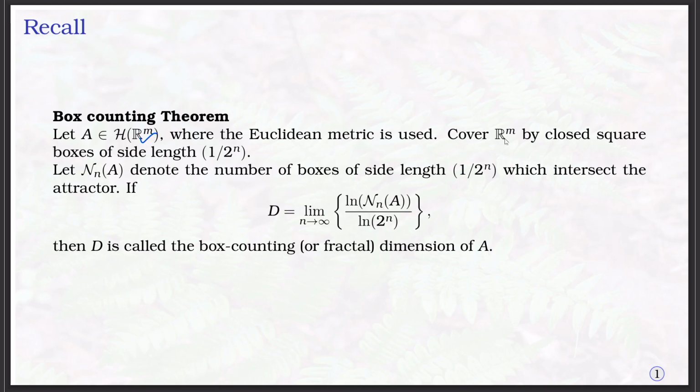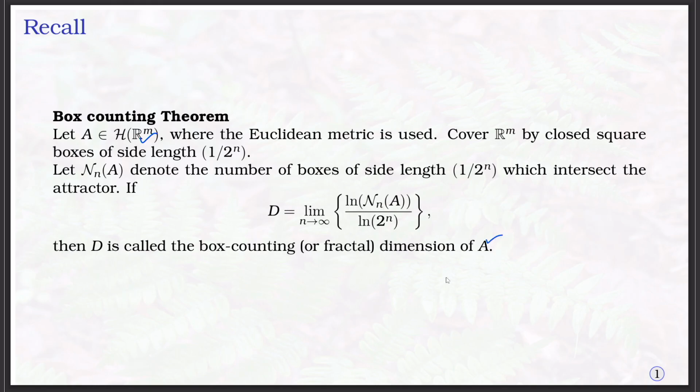We can cover R power m by closed square boxes of side length 1 by 2 power n. Then N_n of A denotes the number of boxes of side length 1 by 2 power n which intersect the desired set A, whose fractal dimension we want to find. If d equals the limit as n tends to infinity of ln of N_n of A over ln of 2 power n, then d is called the box counting dimension of A, or the fractal dimension of A.